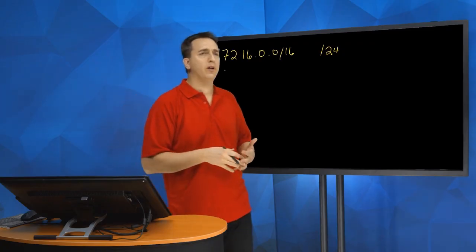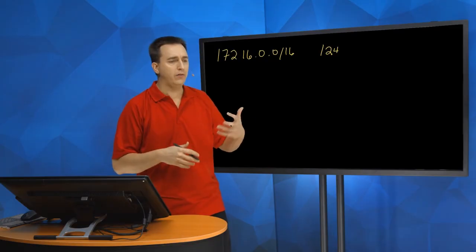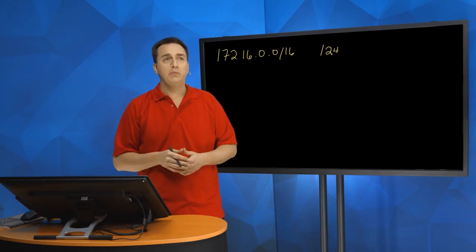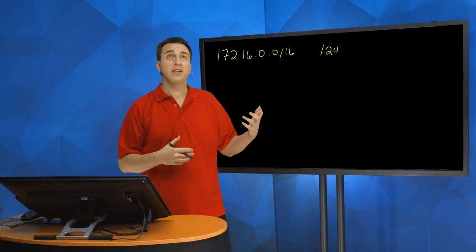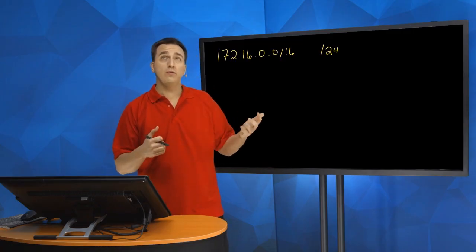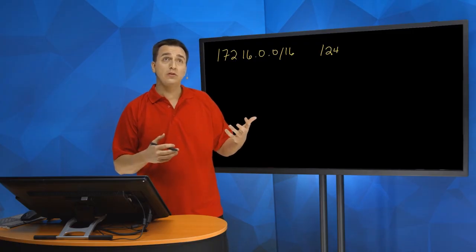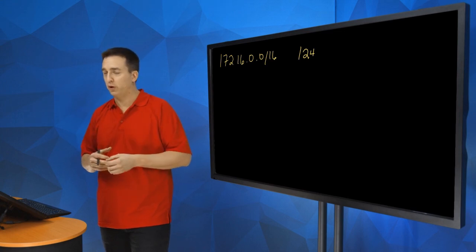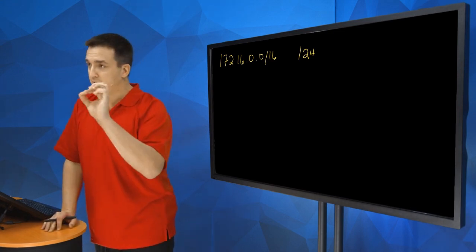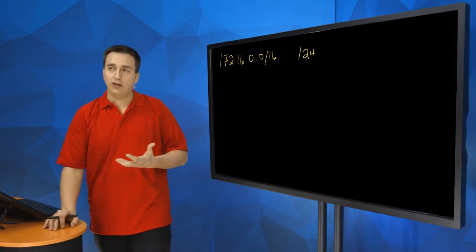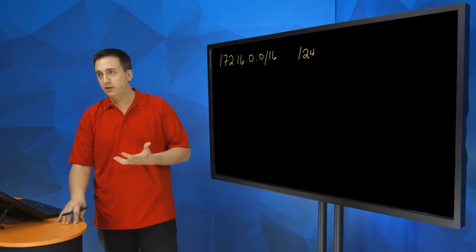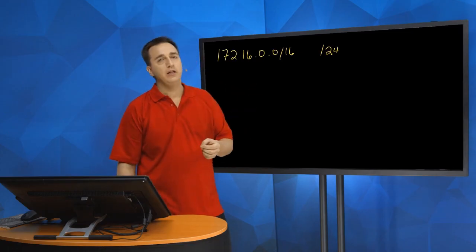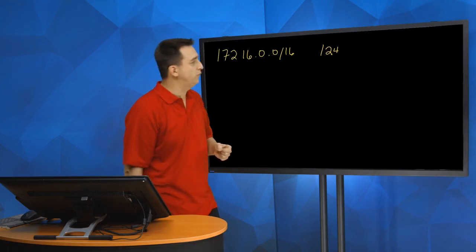Since it's a /24, I borrowed 8 bits. 2 to the power of 8 is 256. So we created 256 subnets, meaning that there's 8 bits left over. 32 minus 24 is going to give me 8 as well. So 2 to the power of 8 host bits minus 2 is 254 hosts. So 256 subnets, each supporting 254 hosts. That's what I'm ending up with here.